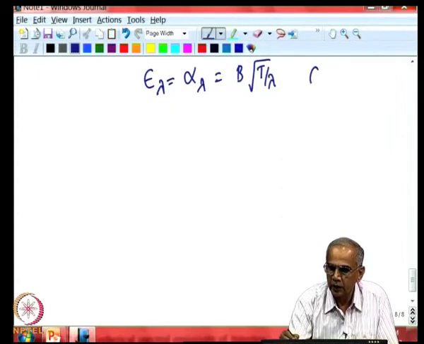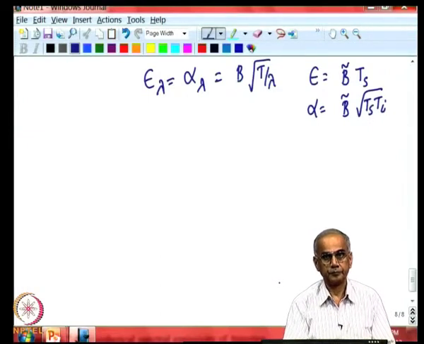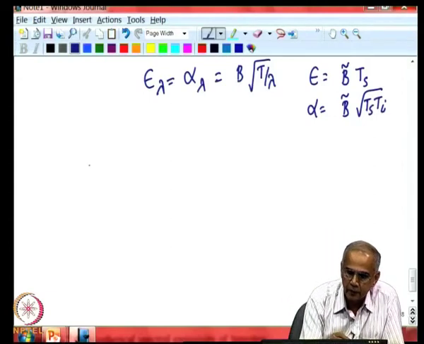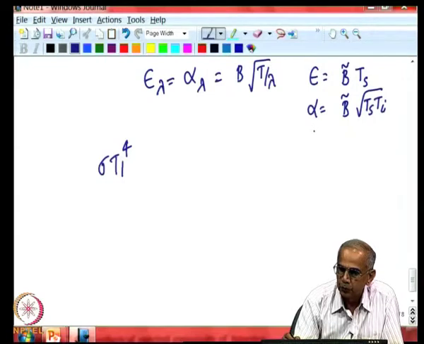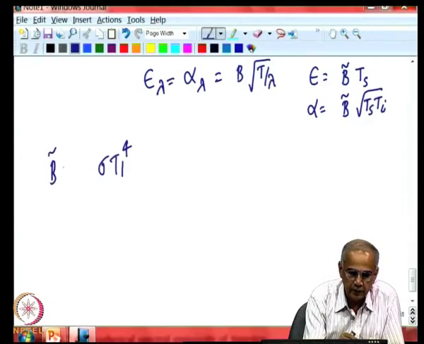So, because of this, you know that epsilon goes as a constant times T of the surface, and alpha goes as the same constant times root of surface temperature and the incoming temperature of that radiation, assuming that is black body radiation. Given this, now we will write down what is emitted by 1 as sigma T 1 to the power of 4, and what will be absorbed by 2 will depend on temperature of 2 and temperature of 1.